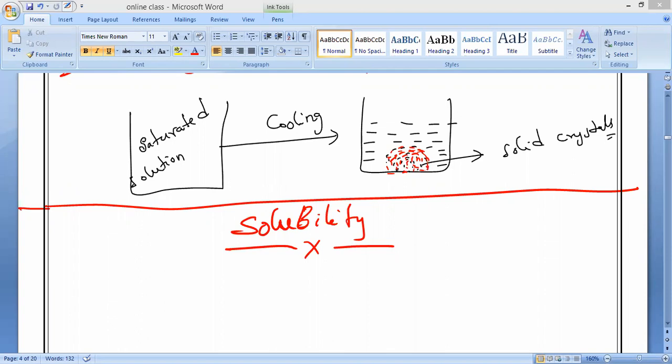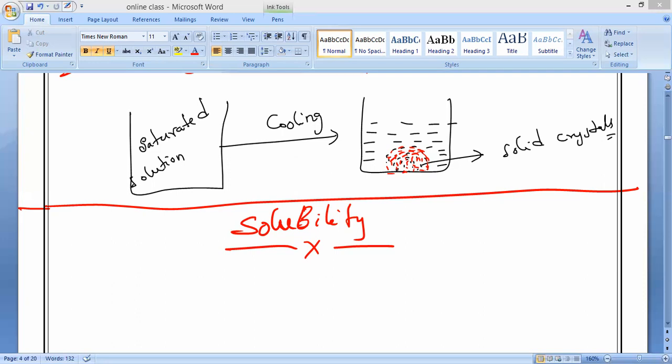Please write solubility. So for example, at 20 degrees Celsius, what is the amount of salt that can dissolve in 100 grams of water? 36 grams. So that is the solubility of salt. That's all.